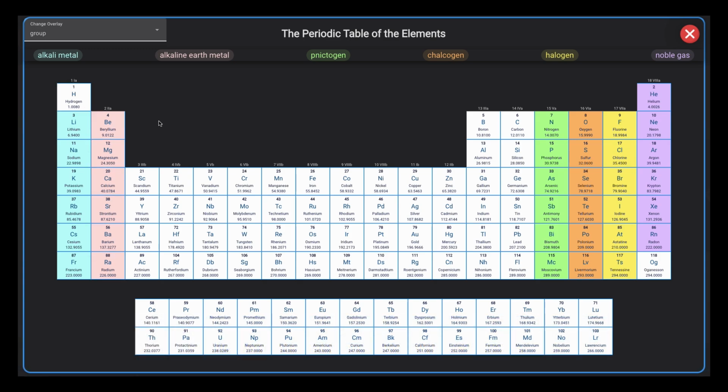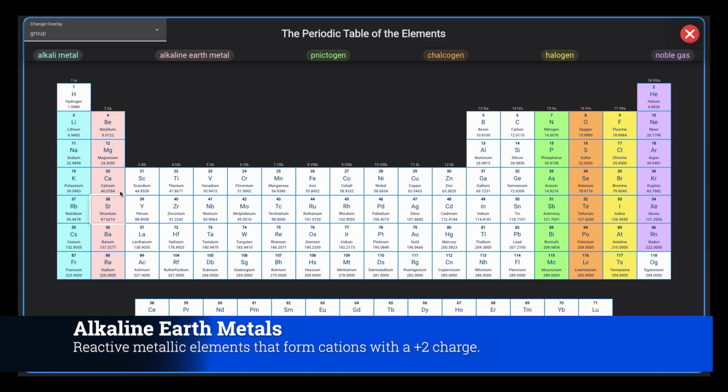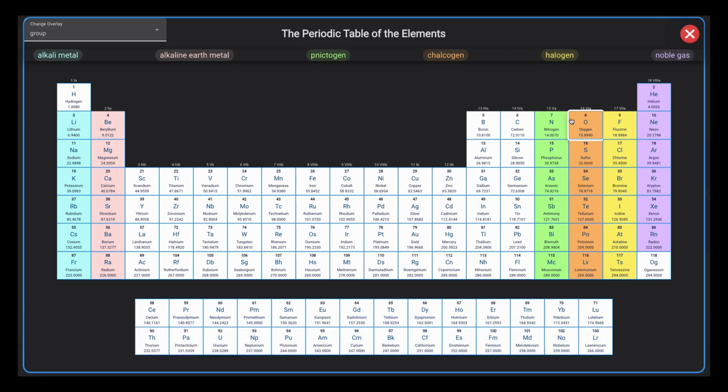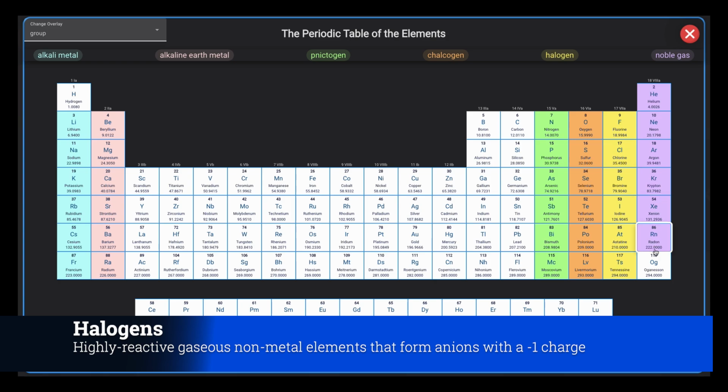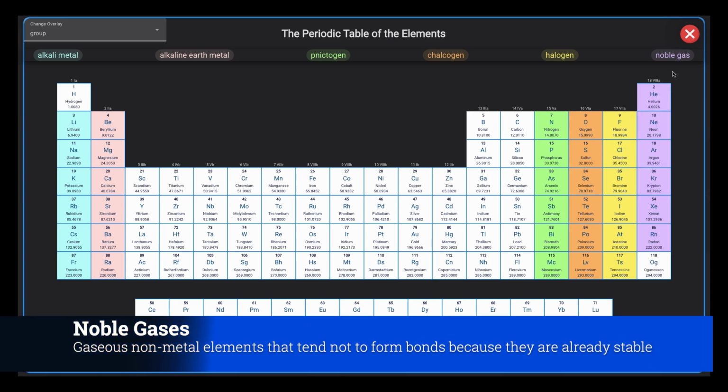In column 2, we have the alkaline earth metals. Again, these are very reactive, but not as reactive as the alkali metals, and they tend to form cations with a charge of +2. 15 and 16, these columns are the pnictogens and the chalcogens. I tend to not ask my students to memorize these. I don't have them memorized myself. I just think of them as the nitrogen group and the oxygen group. And then column 17 is the halogens, and column 18 is the noble gases.